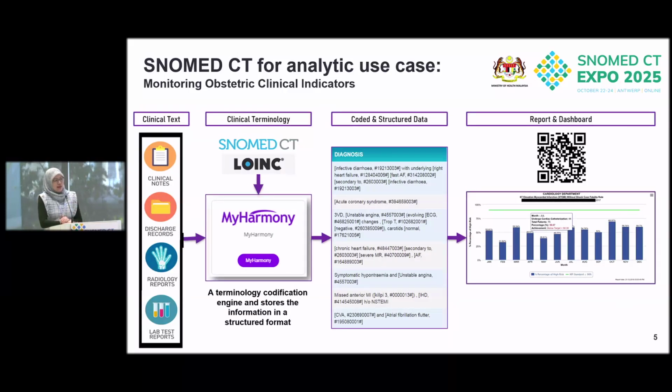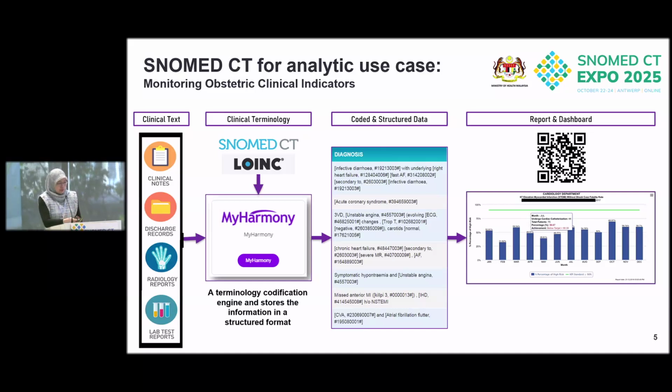So in a more detailed way, this is how we process the data, the data flow, right? From the clinical text, we first have to identify where the information is stored, whether it is in the clinical notes, in the discharge records, or in certain reports. Push it into MyHarmony, which is equipped with SNOMED CT as well as LOINC. MyHarmony is a codification engine. It identifies the terms, basically named entity recognition. It identifies the terms that we want in our small data set, and that data set has been mapped to SNOMED CT codes.